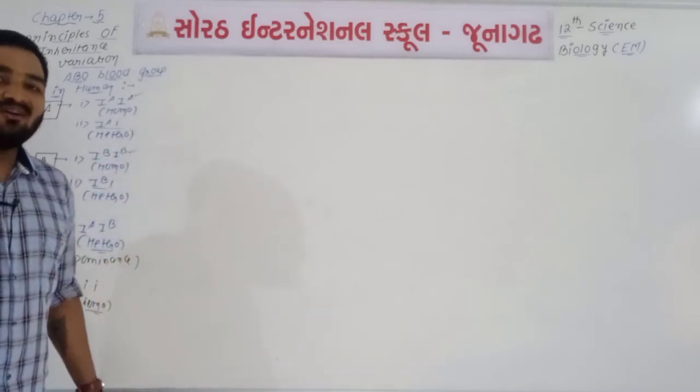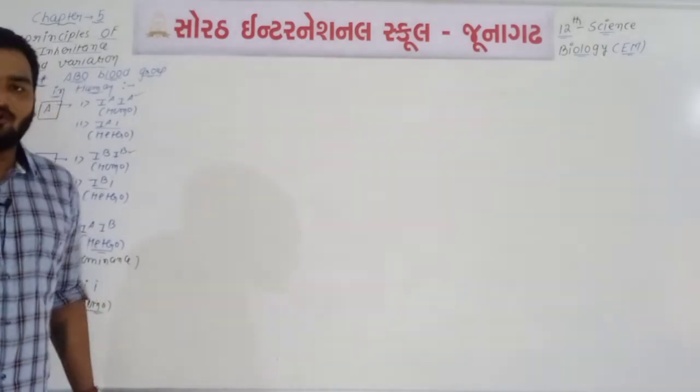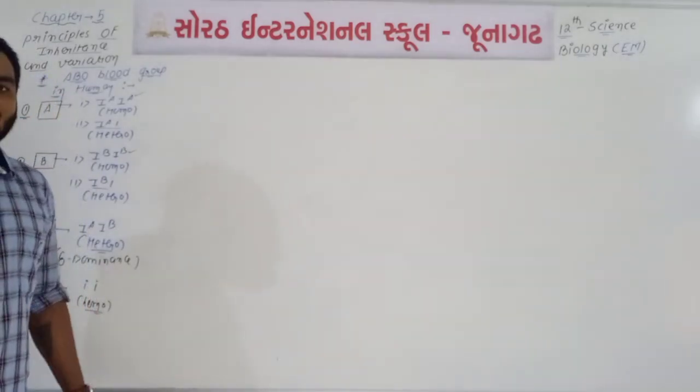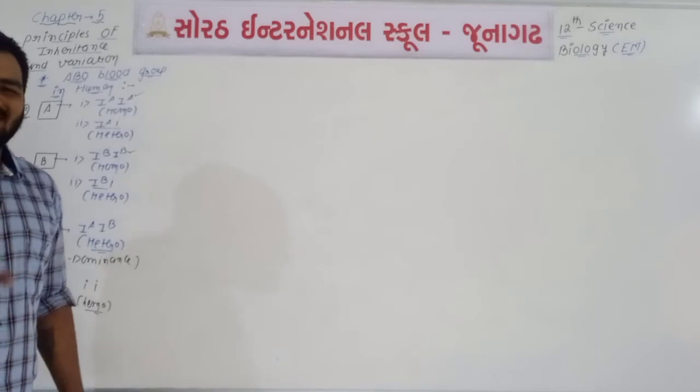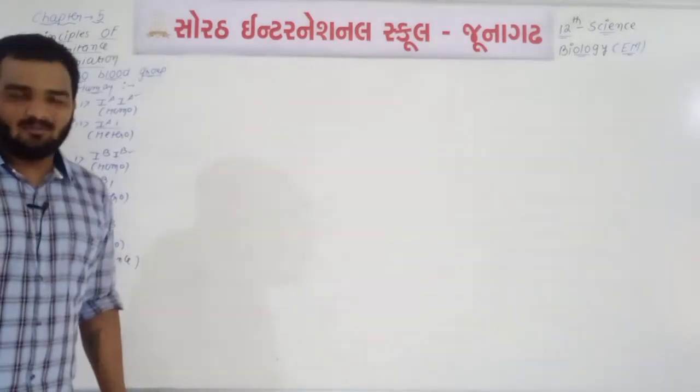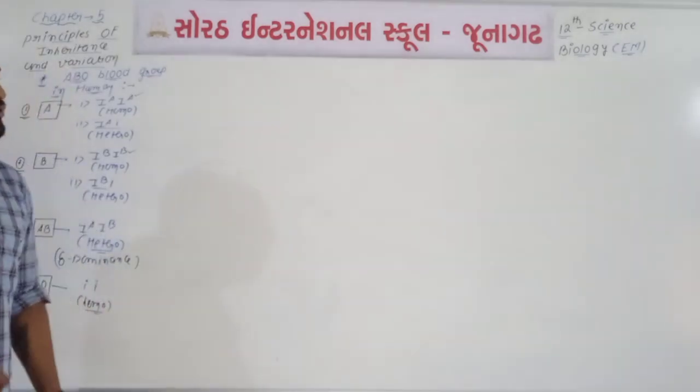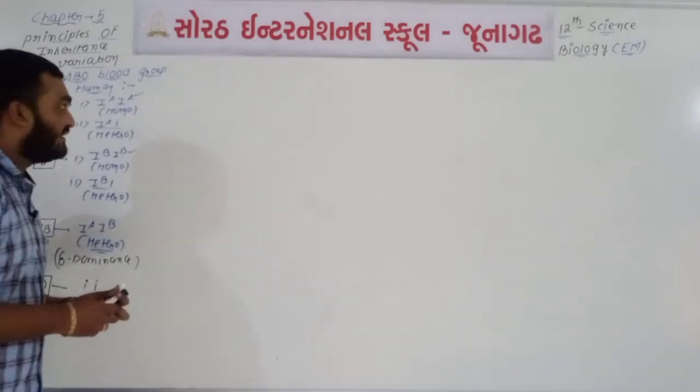There are total 3 or 4 types of methods for the examples connected with blood groups. We are going with the first method. Okay, method number 1.